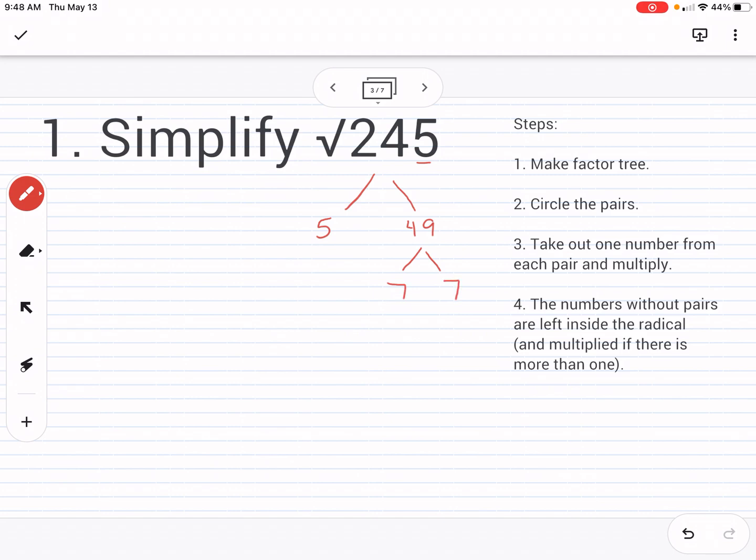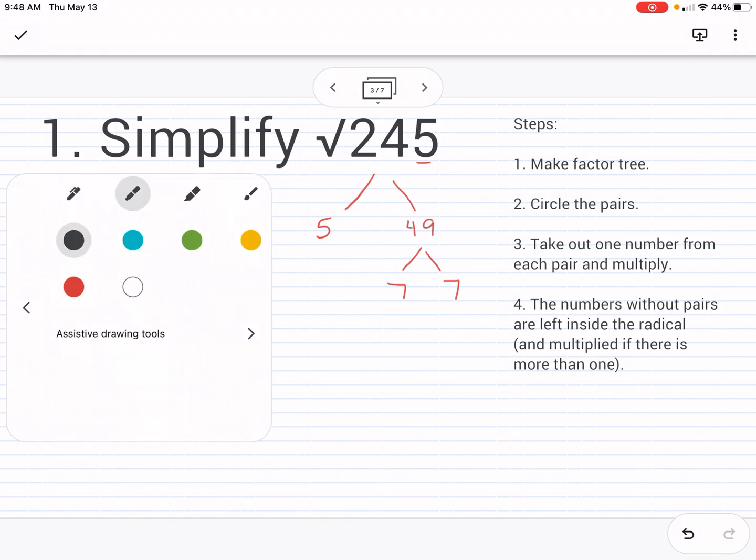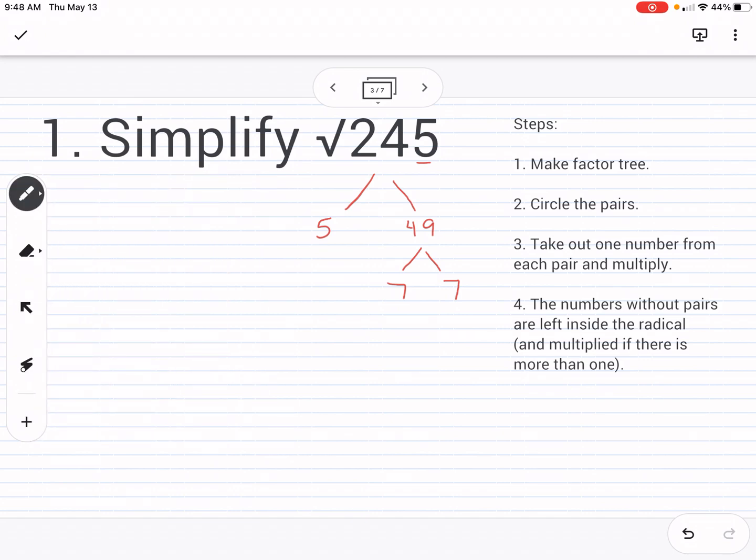I'm going to leave my tree alone now because it's broken down into prime factors. 5 and 7 can only be divided by 1 and itself. Your next step is to circle the pairs. Here you're only looking at the prime numbers, so ignore the 49. So there's a pair of 7's, so I'm going to take out a 7. Anything that doesn't have a pair, that's left over, stays under the square root in our answer.